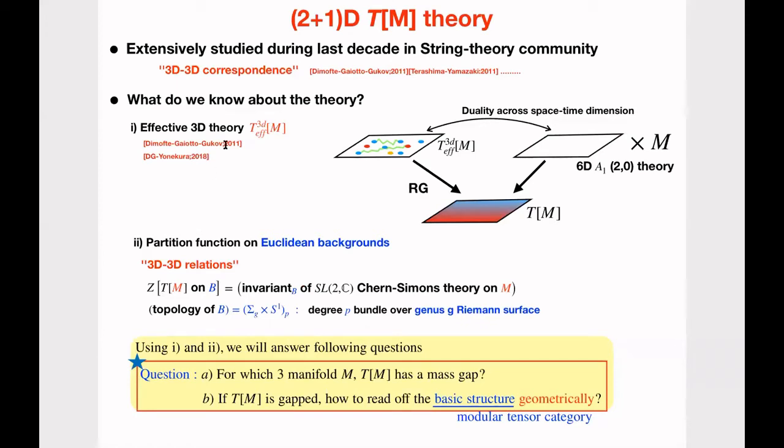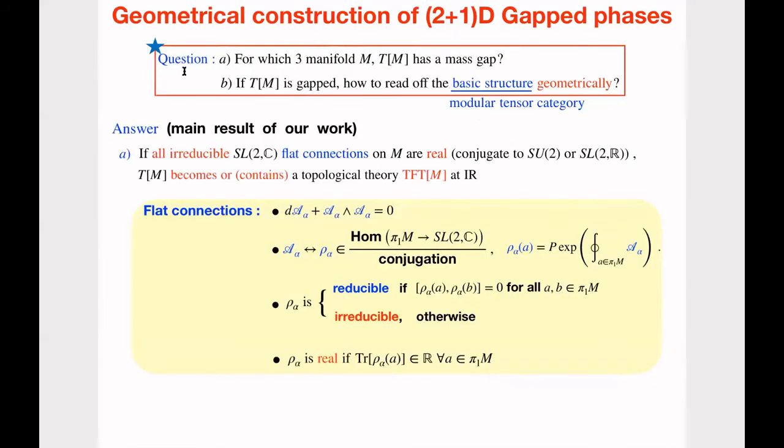And this is what people know about this 3D TQFT theory, and using this known result, we will answer the following question. For which three manifold will it give a topological phase, and how to read off the modular tensor category structure. This is the question. So let me give the answer to this question.